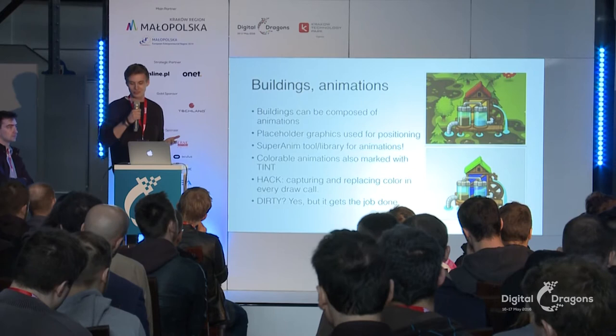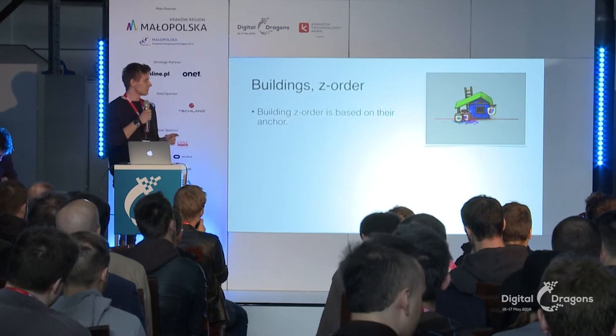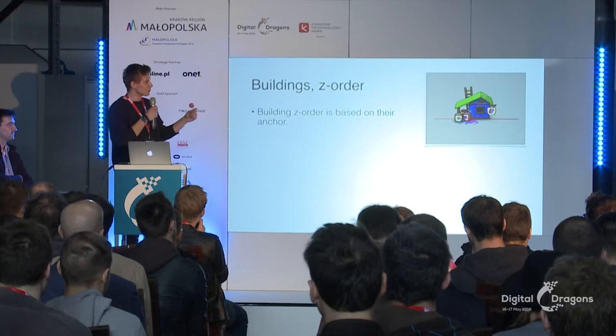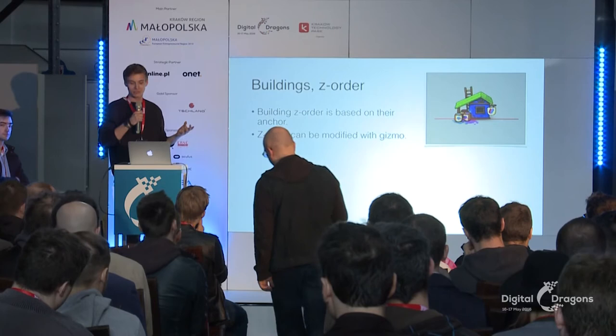Also, when a building is placed on a village scene, it needs to properly overlap with other village elements. By default, every building uses its Z-order anchor. It's placed on the bottom of the rectangle containing the building. But artists can modify this value by moving the Z-center gizmo, which in our case is any object in a Flash layer which is properly named. And here you can see it as this red line.